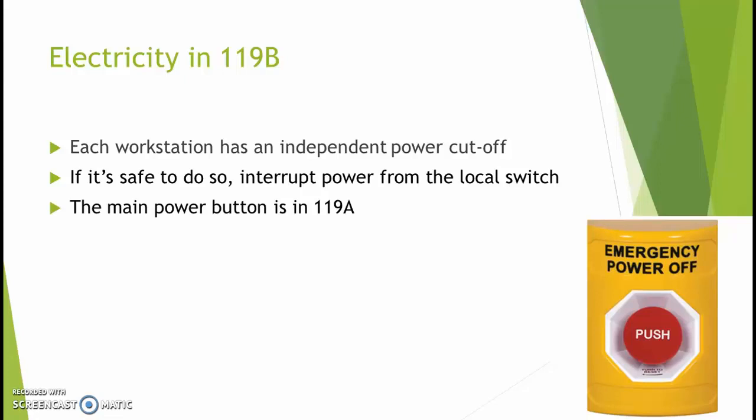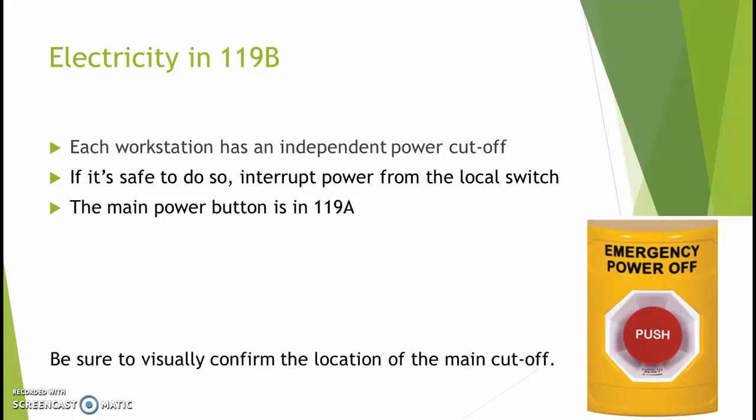So the emergency power off is actually on the other side of the classroom in 119A. And I'd like you to go and look at that button now. So visually, you should confirm the location of that main cutoff, just in case you can't reach the localized one in case of a problem.